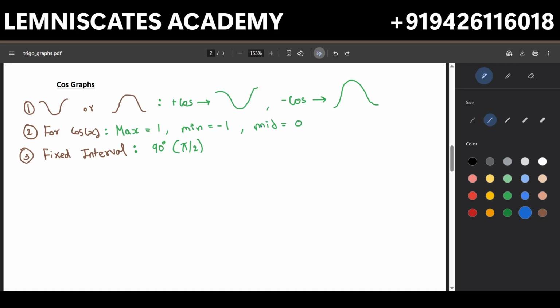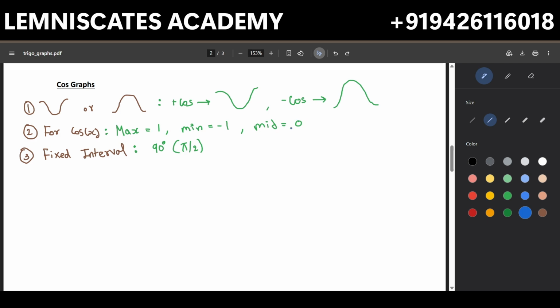So the cos x graph is very similar to the sin x graph. That means that the cos x graph has a maximum at 1, minimum at -1, and the middle value at 0. And after every fixed interval of 90 degrees or pi by 2 radians, you can go from maximum, middle, minimum, middle, maximum. That kind of a pattern can be observed.